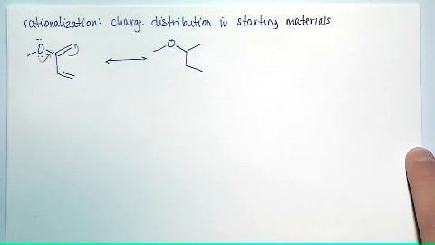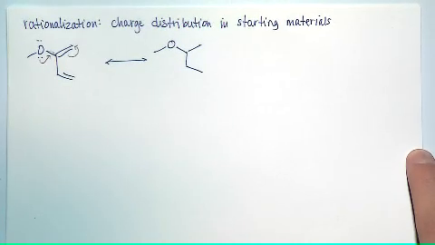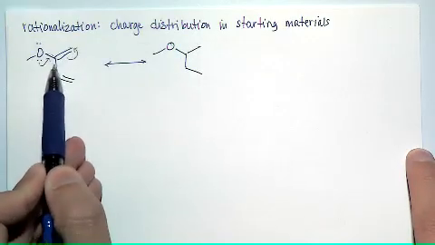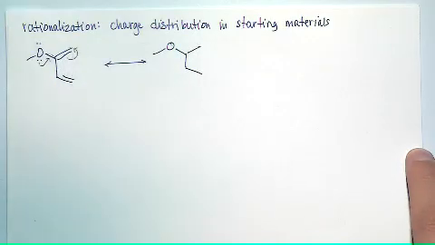And the reason I picked this particular resonance structure is because it's going to put a charge on one of our diene carbons.